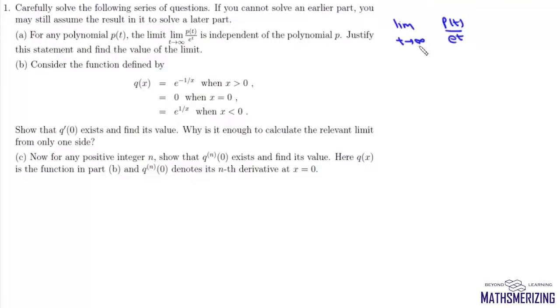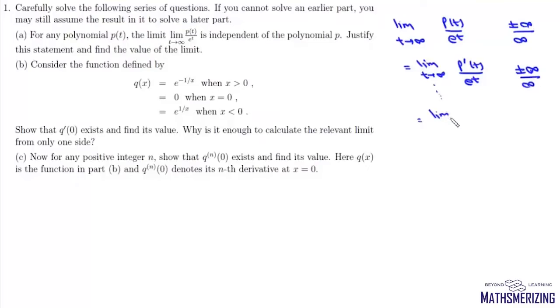Now if we put t as infinite, this numerator will be plus or minus infinite, and then e to the power infinite will be infinite. So when it is infinity upon infinity form, we can use L'Hopital's rule. And if we use L'Hopital's rule, we can write this as limit t tends to infinite, p dash t upon e to the power t. Then again it will be plus minus infinity upon infinity. So we can differentiate it again.